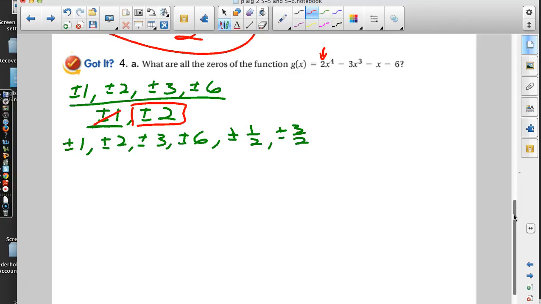So there's our possibles. What's next? Y equals. Land that thing in the calculator. Get her in there. Come on, let's get her done. 2x to the 4th minus 3x to the 3rd minus x minus 6.